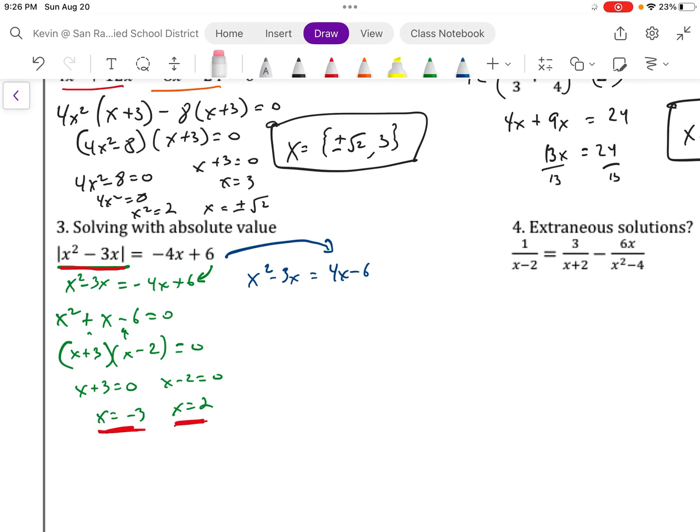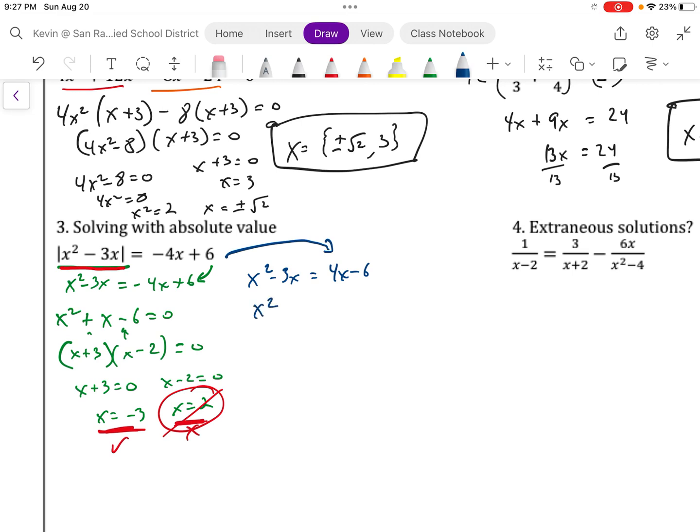So for example, negative 3 times negative 4 is 12. 12 plus 6 is 18, so this one checks out. However, if we take 2, negative 4 times 2 is negative 8. Negative 8 plus 6 is negative 2. So this one does not work. Okay, 2 doesn't work. That's an extraneous solution.